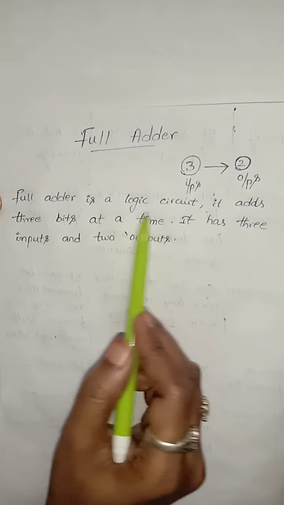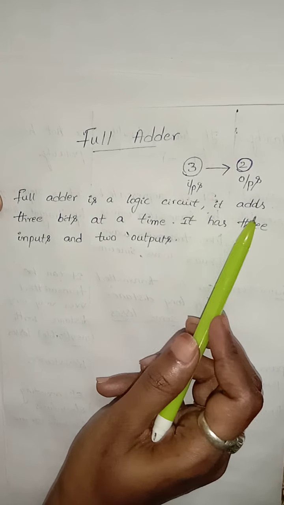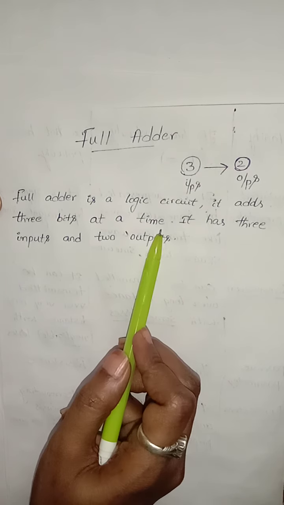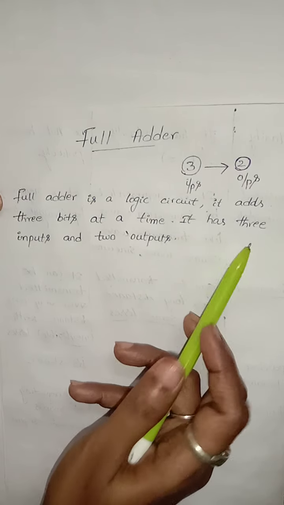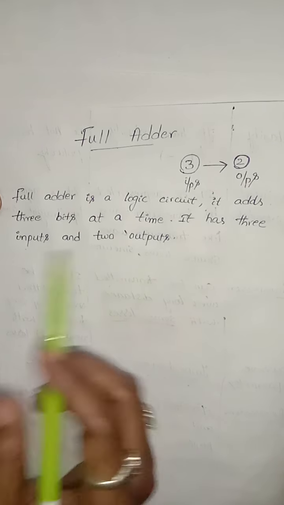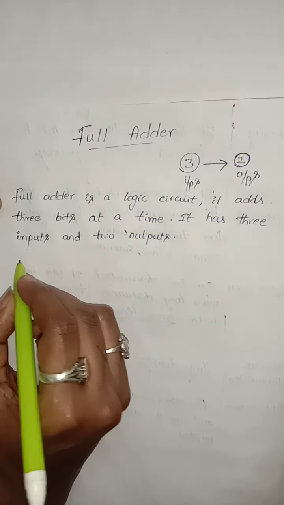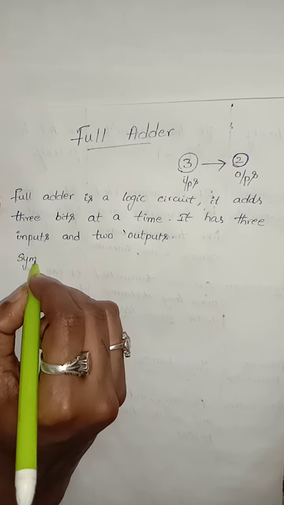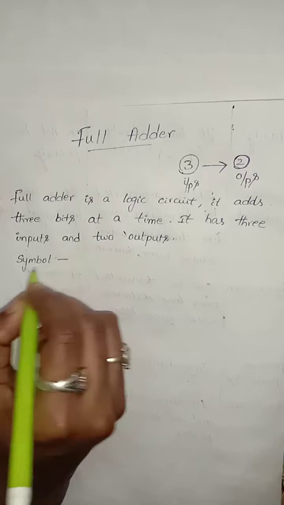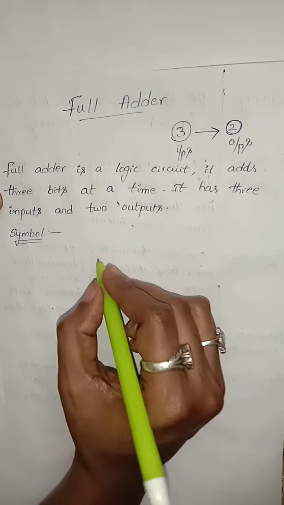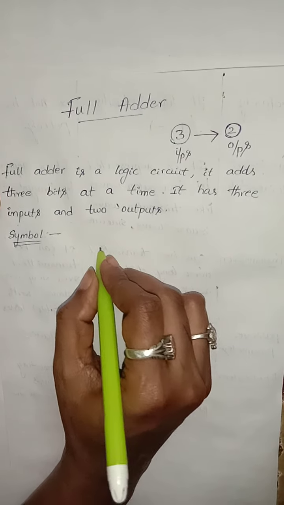Full adder is a logic circuit. It adds 3 bits at a time. It has 3 inputs and 2 outputs. First, the symbol of the full adder, that means the block diagram of the full adder.